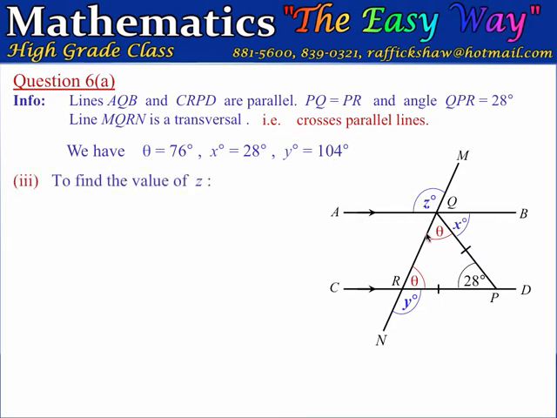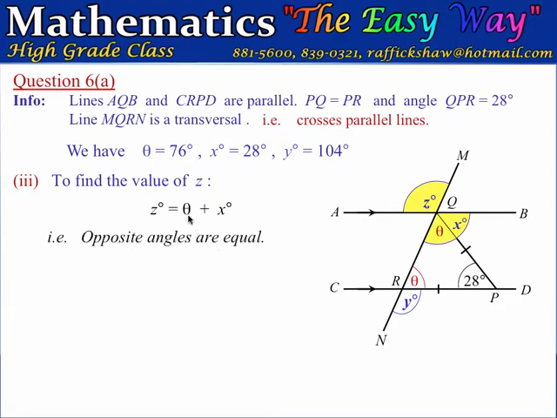Now I want you to observe that we have opposite angles here. The angle z here will be equal to the total angle across here, which will be theta and x degrees, because opposite angles are equal, and we can show that z degrees will be equal to theta plus x degrees, and this is because opposite angles are equal.